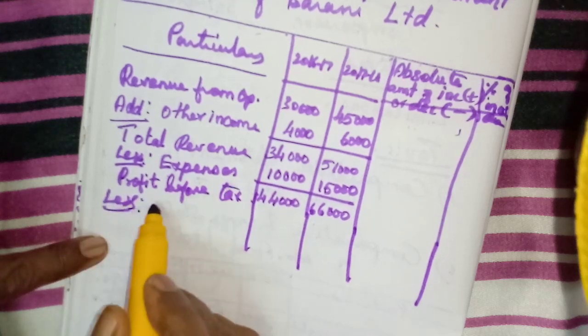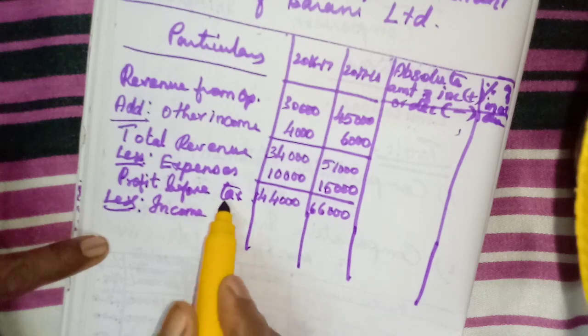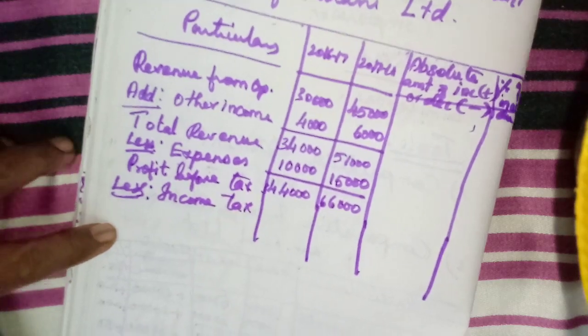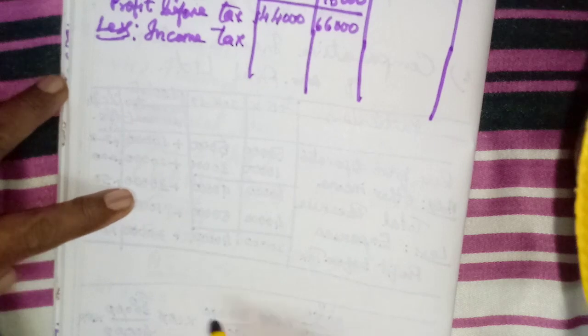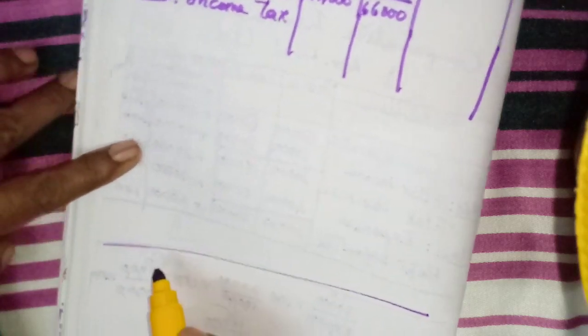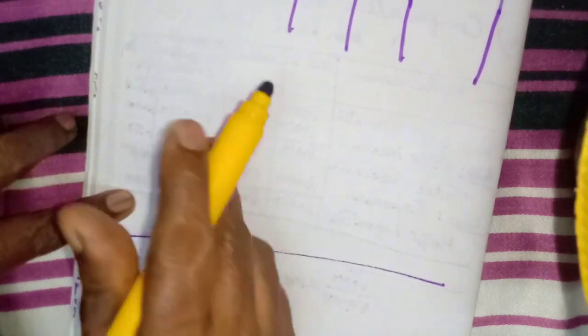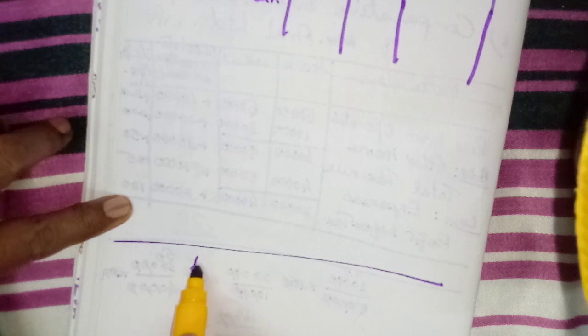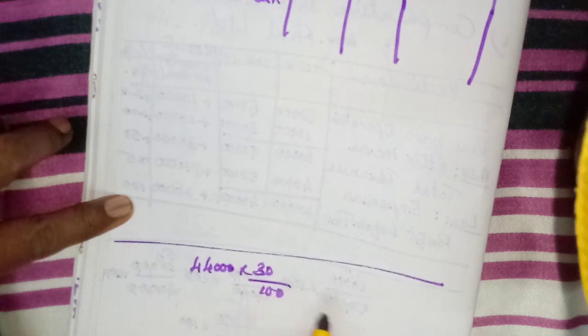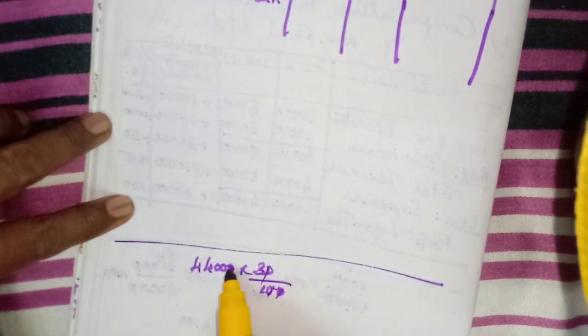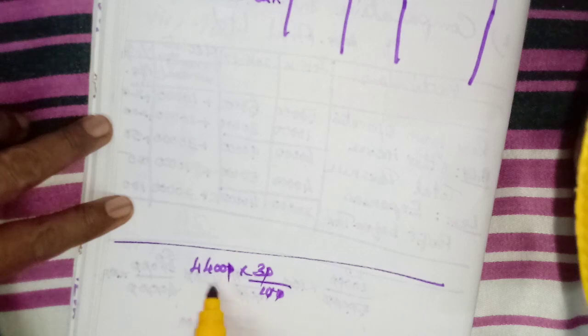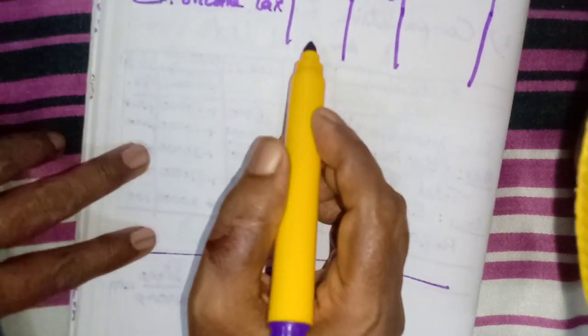Less income tax. Income tax is not given, only 30% is given. So we need to calculate 30% of this 44,000. So 44,000 into 30 by 100. Okay, 44 into 3. 4 3s are 12, balance 1. 4 3s are 12 plus 1, 13. So 13,200.